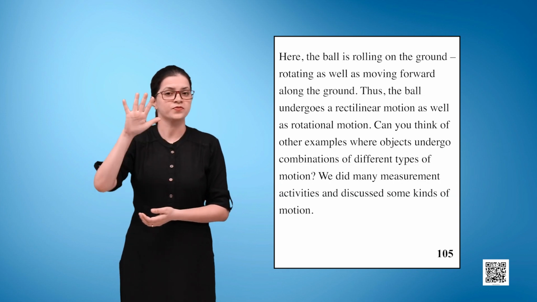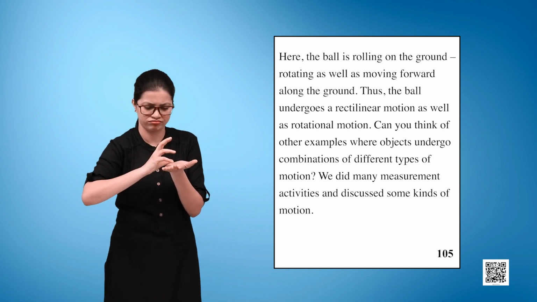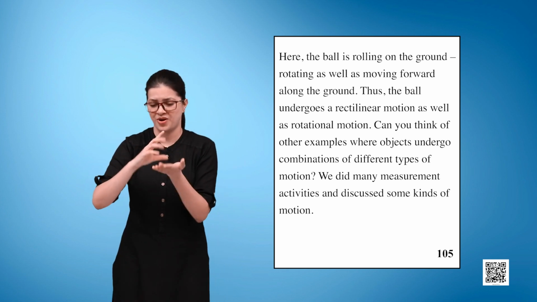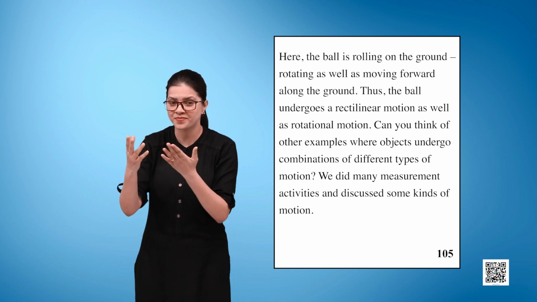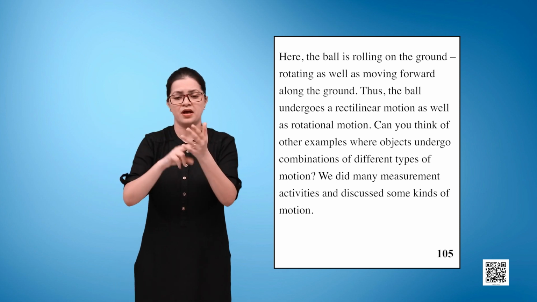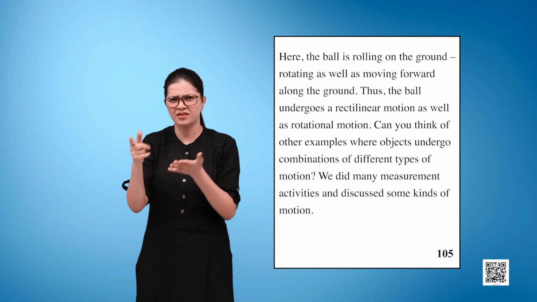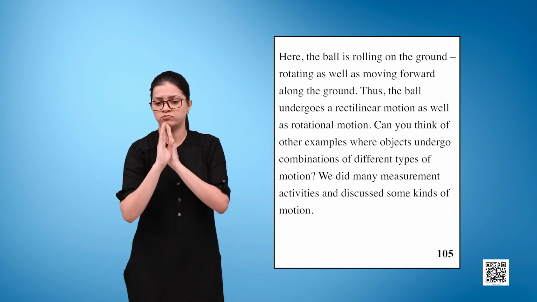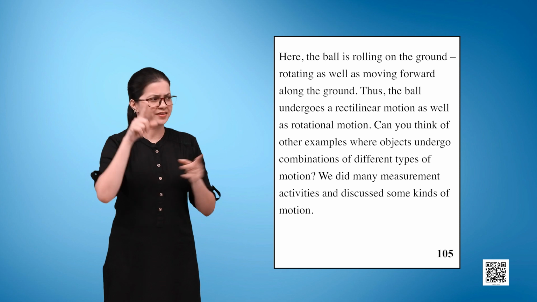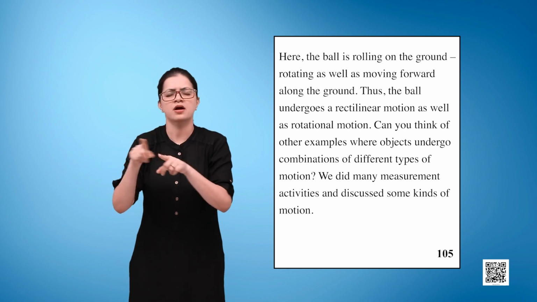Here, the ball is rolling on the ground, rotating as well as moving forward along the ground. Thus, the ball undergoes a rectilinear motion as well as rotational motion. Can you think of other examples where objects undergo combinations of different types of motion?